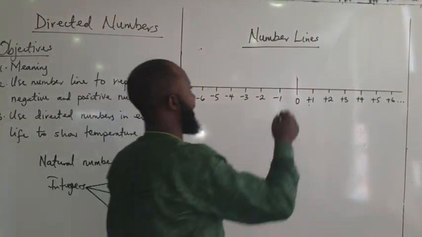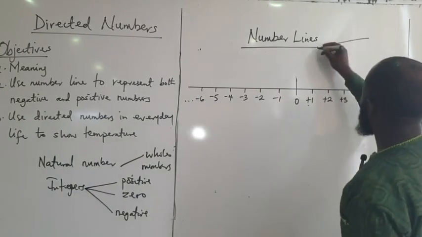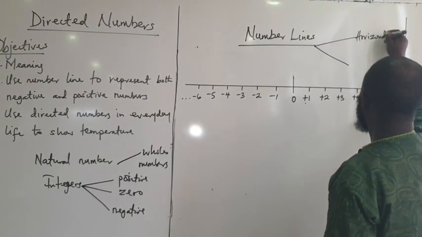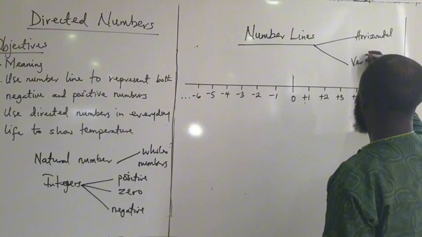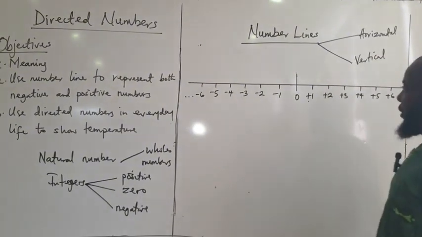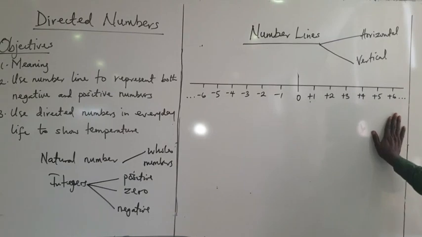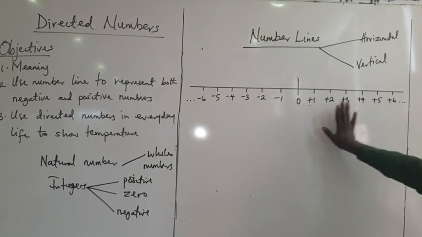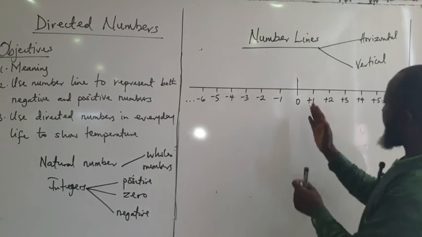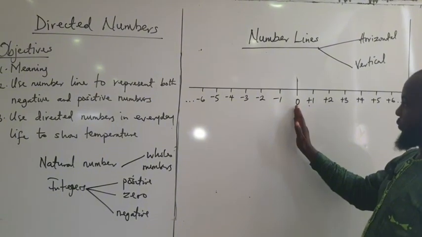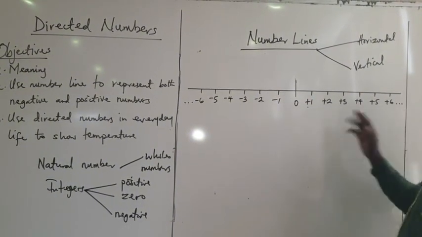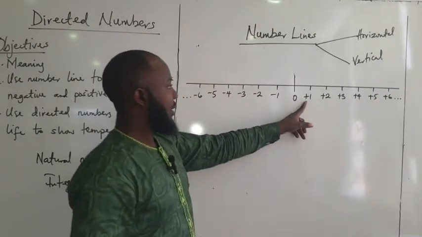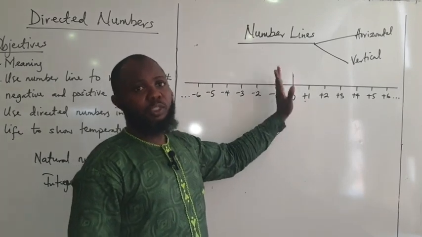Under number lines, we have 2 types: we have the horizontal number line, and we also have the vertical number line. The one you have here is the horizontal number line. I just want to look at how it looks and the interpretation of it. All the numbers, you can see we have 0 at the middle. All the numbers to your right are positive, as you can see there. Sometimes you can see the positive sign there, and sometimes they will not put the positive sign there, so it means it's still positive.